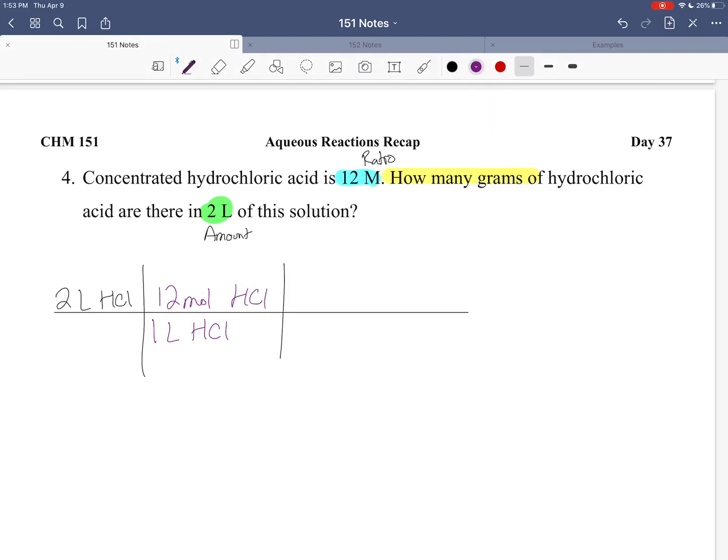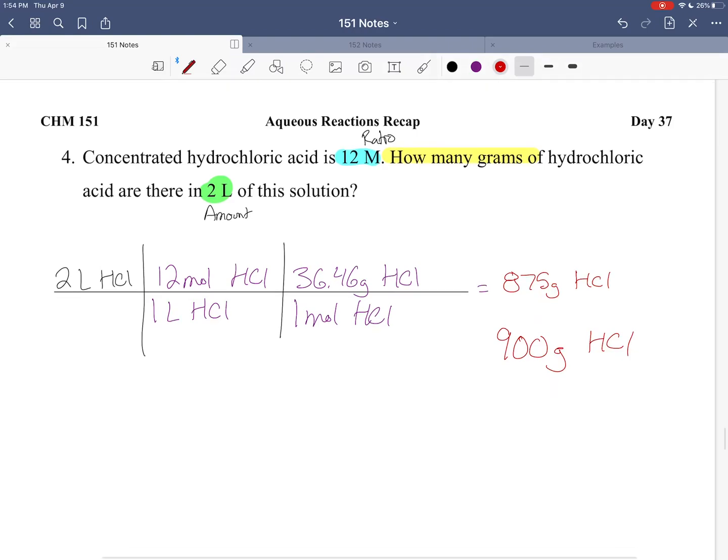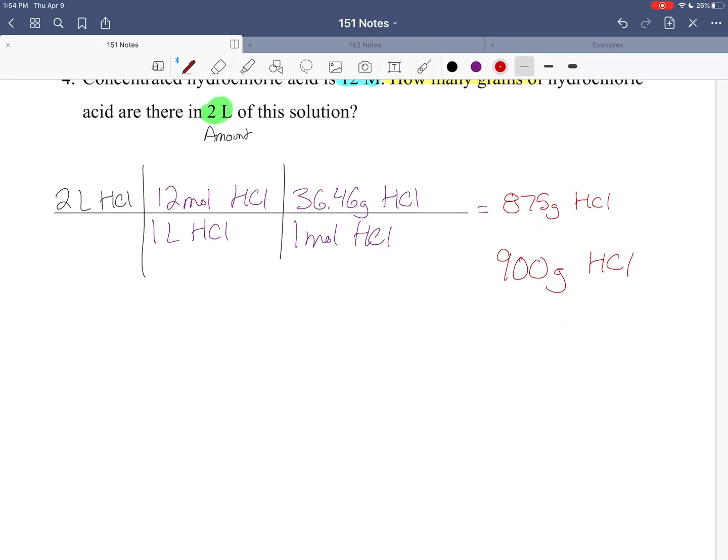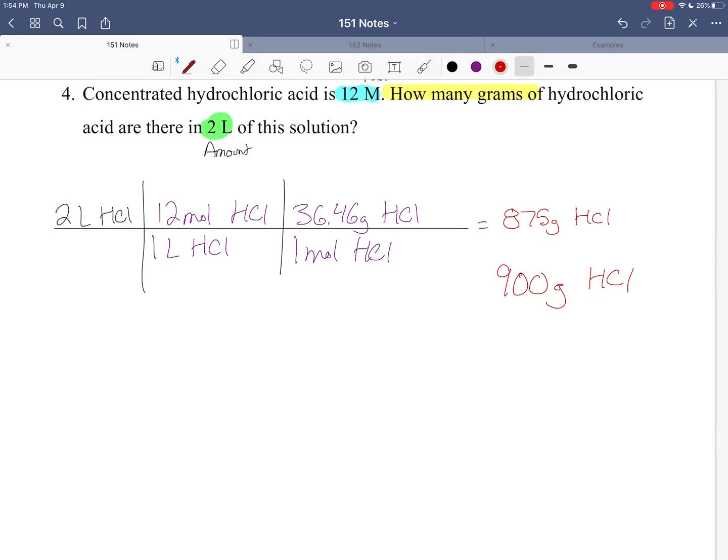And we know 1 mole of HCl has a mass, the molar mass, 1.01 for hydrogen, 35.45 for chlorine. So that's 36.46 grams of HCl. And that's all we're looking for. And if we do that math, I get 875 grams. But we only have 1 sig fig, so that's 900 grams of HCl. Wonderful. So that's it.